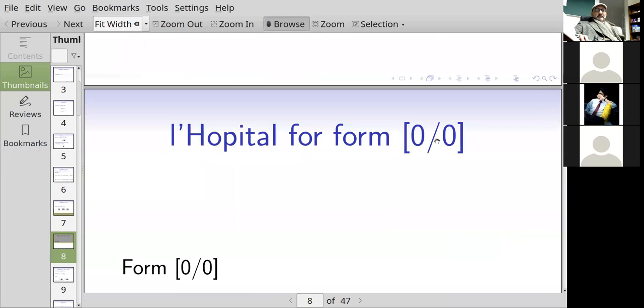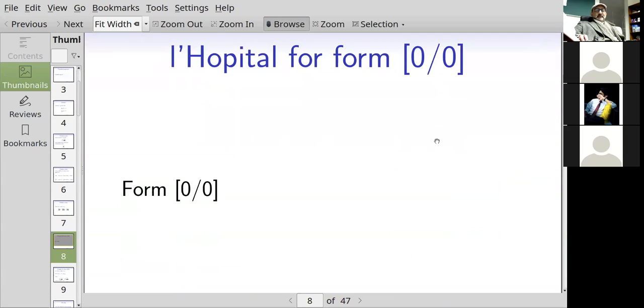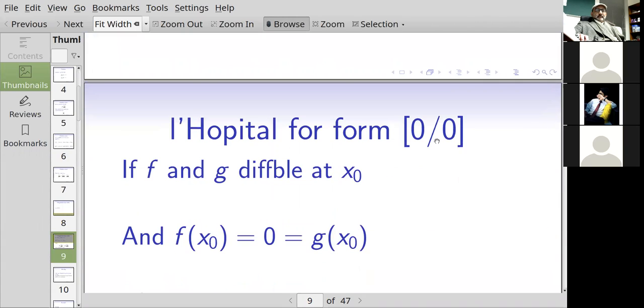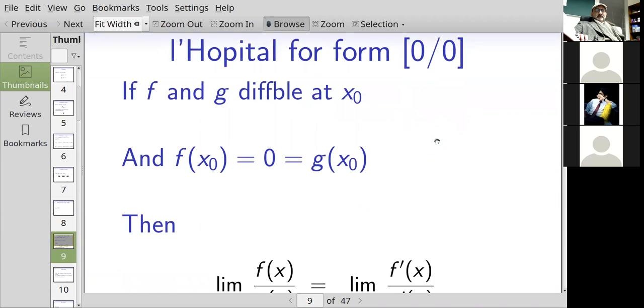Now we'll apply the rule. Okay, so this is for the form which we write as 0 over 0 in square brackets. That means that if I put in x equals x naught, then the numerator function goes to 0, and the denominator function would go to 0. Okay? So here's the rule.